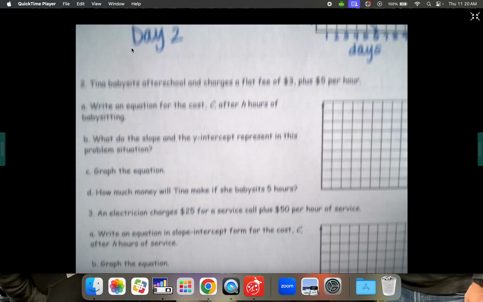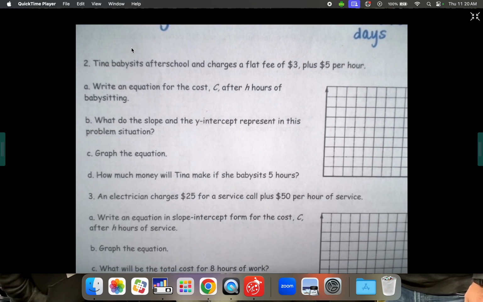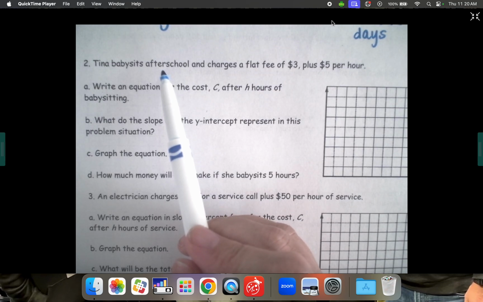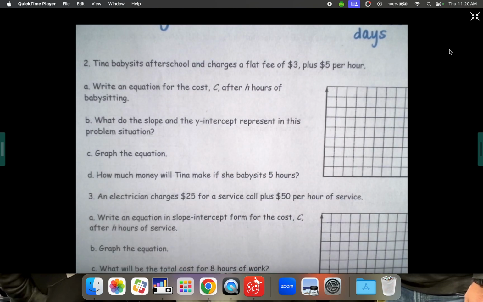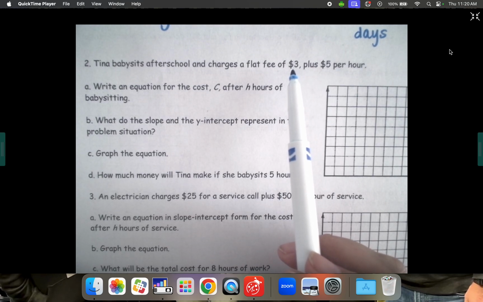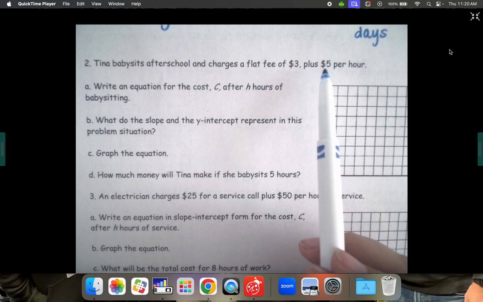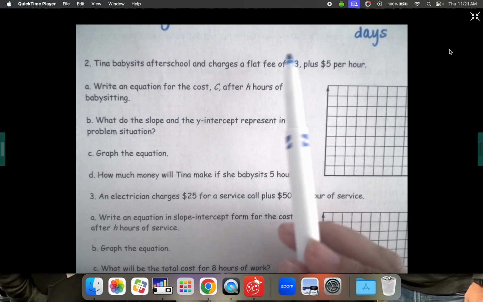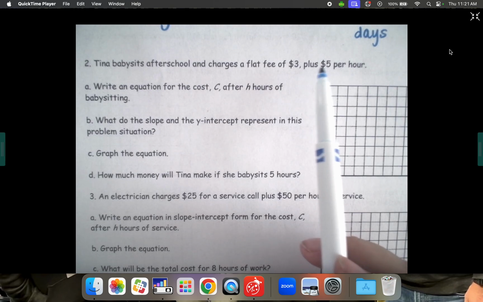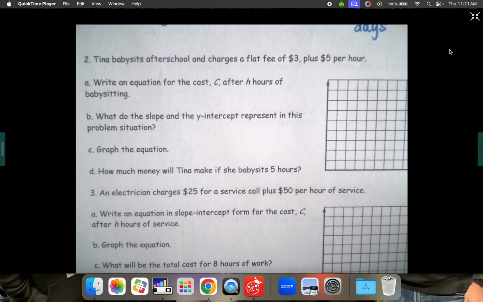Okay, so number 2 says Tina babysits after school. That should have been a space. Sorry about that typo. She babysits after school and charges a flat fee of $3. That is, by the way, not enough money to babysit. But she also adds $5 per hour. So just to drive to your house, she's going to charge you $3 plus $5 for every hour that she's there.